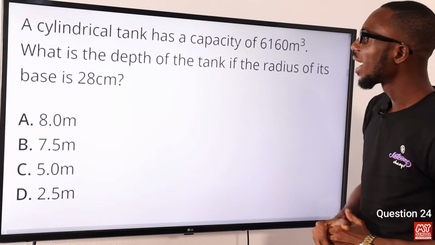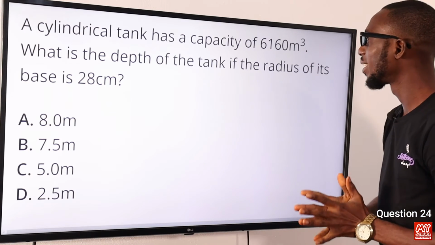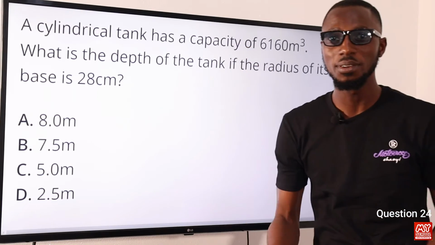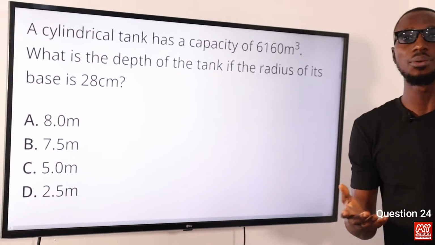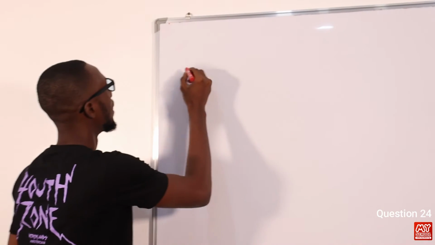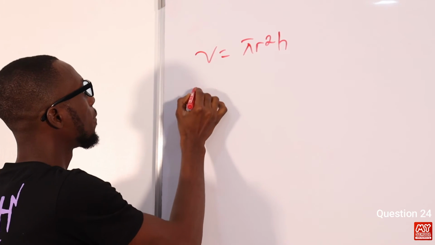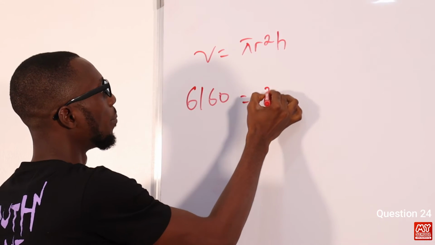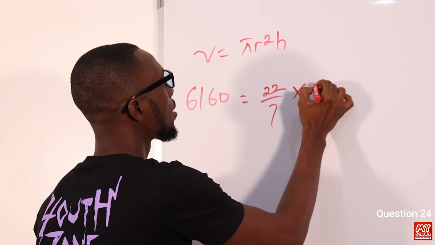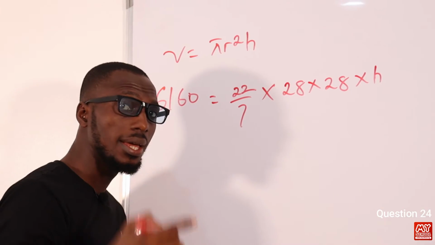24. A cylindrical tank has a capacity of 6,160 meter cube. What is the depth of the tank if the radius of its base is 28 centimeters? So capacity, same as volume. So we are given this as 6160. Okay, so remember that volume or capacity for a cylinder equals pi r square h. Okay, we are given V as 6160. Pi 22 over 7 times the radius is given as 28, so that will be 28 square, that's 28 times 28. Then we are asked to find h, okay, the depth.